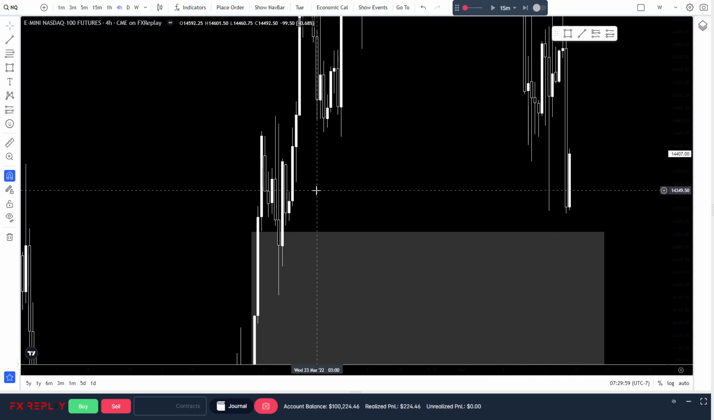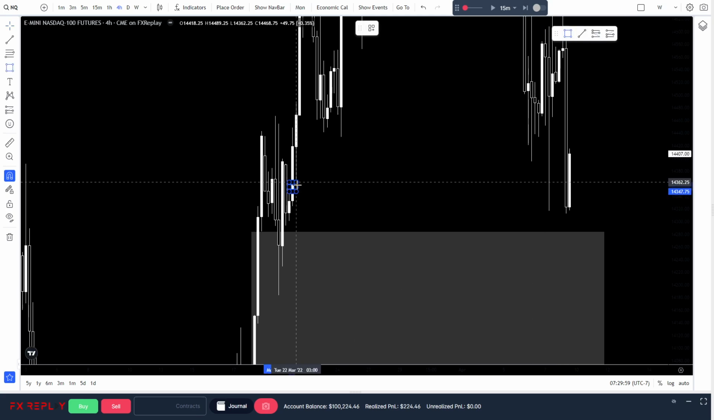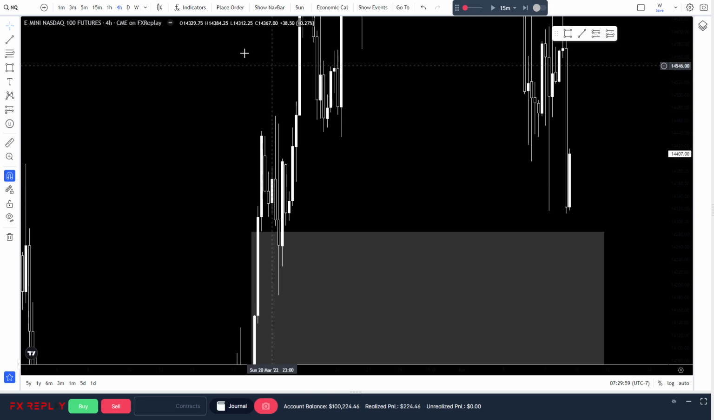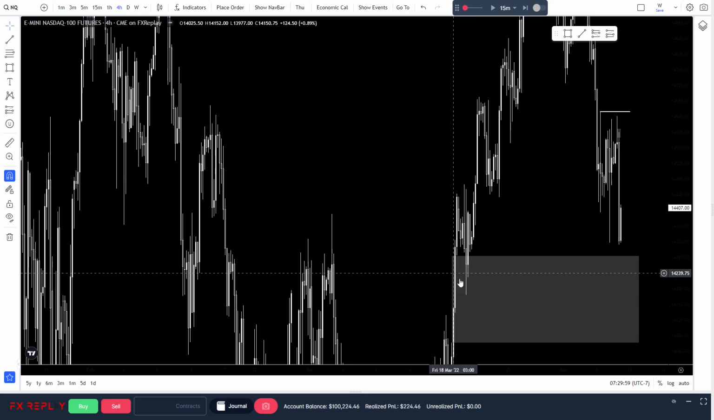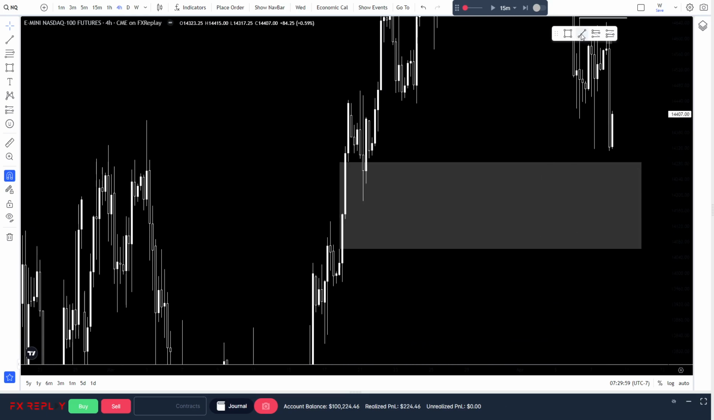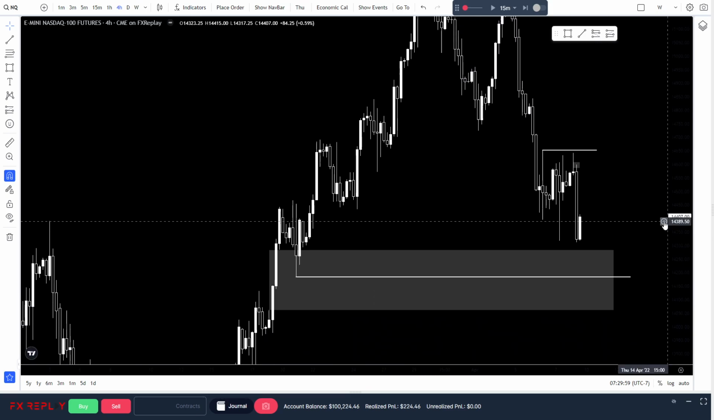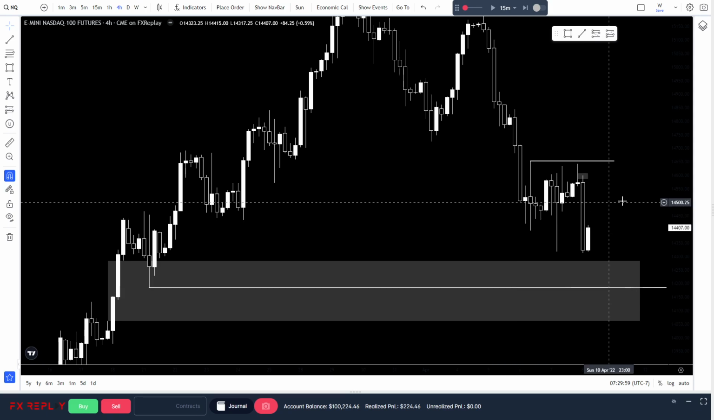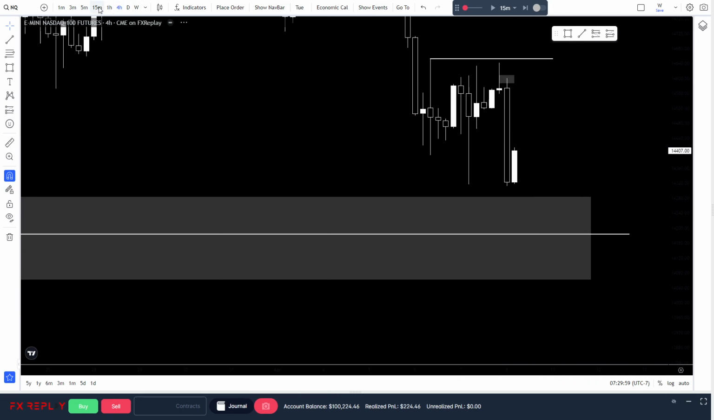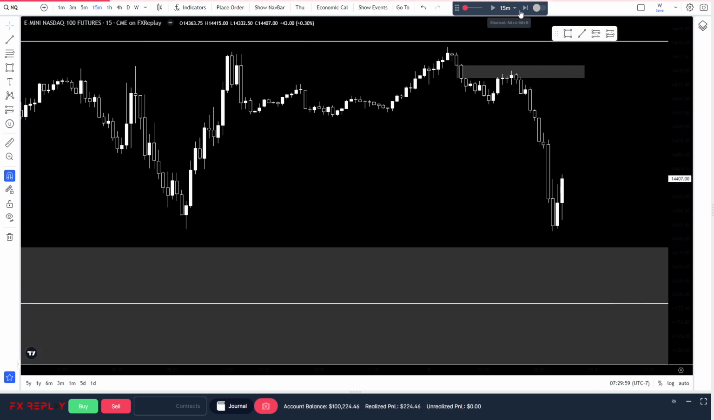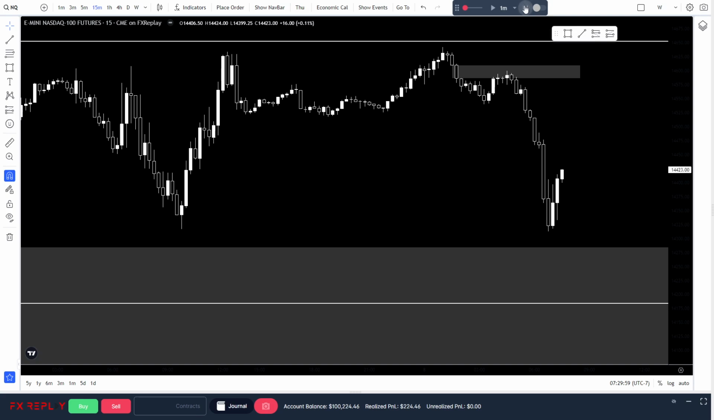So we swept this low, but we also inversed this. We inversed this to the downside, but we also swept this low. So I really don't have a bias right now. I do want to be bearish to this, but we'll see. Let's just see what happens here. I'm not really interested in trading this, not gonna lie.